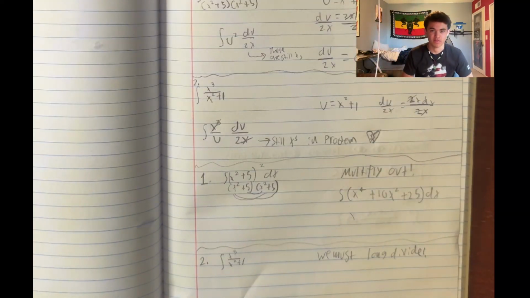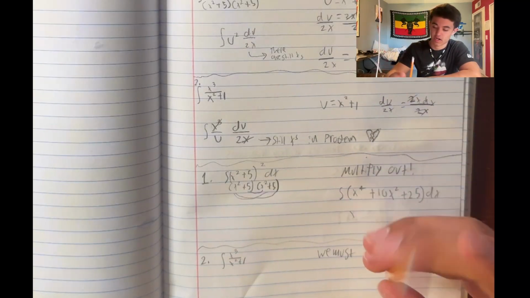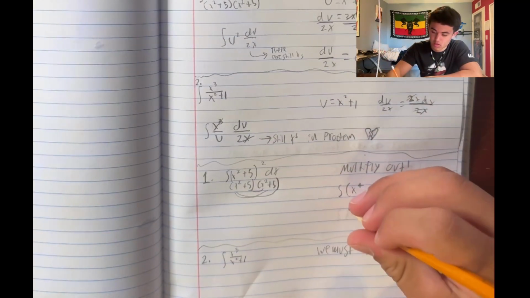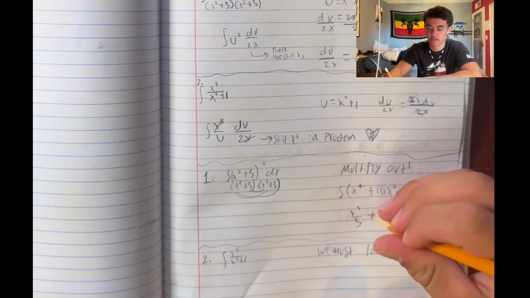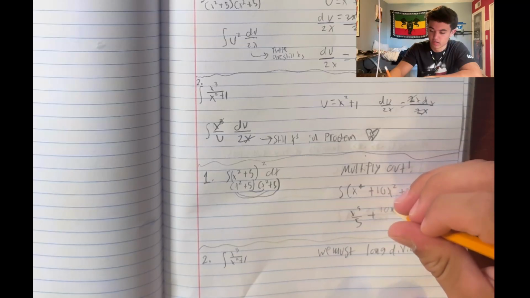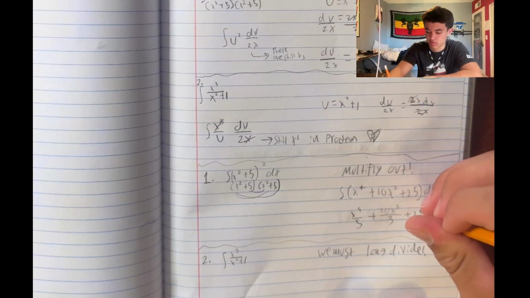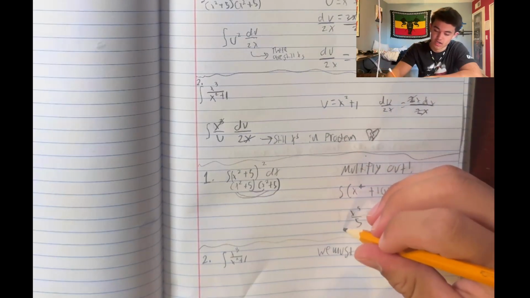Sorry about that, my microphone disconnected for a second there. But anyways, all we have to do now is solve it using our antiderivatives. So this should be x to the 5th over 5, and you just do this in your head, plus 10x cubed over 3, plus 25x plus C. Boom. Now we've got our answer.